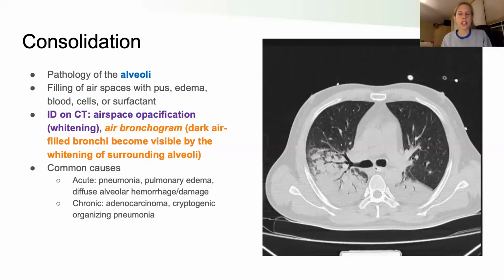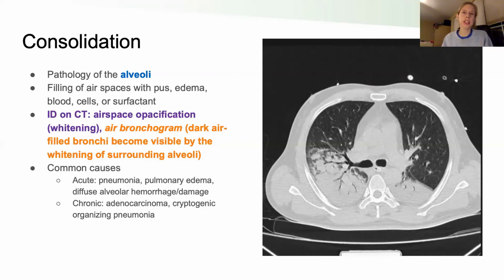So to start off, the term consolidation. This is a term that you will hear and read all the time in the radiology reports. So a consolidation is a pathology of the alveoli. So something's going on, something is filling those air spaces. And what's filling it could pretty much be anything. It could be pus, it could be just fluid from edema, it could be blood, it could be cells like from malignancy or from inflammation, it could be inflammatory cells, or it could be surfactant.